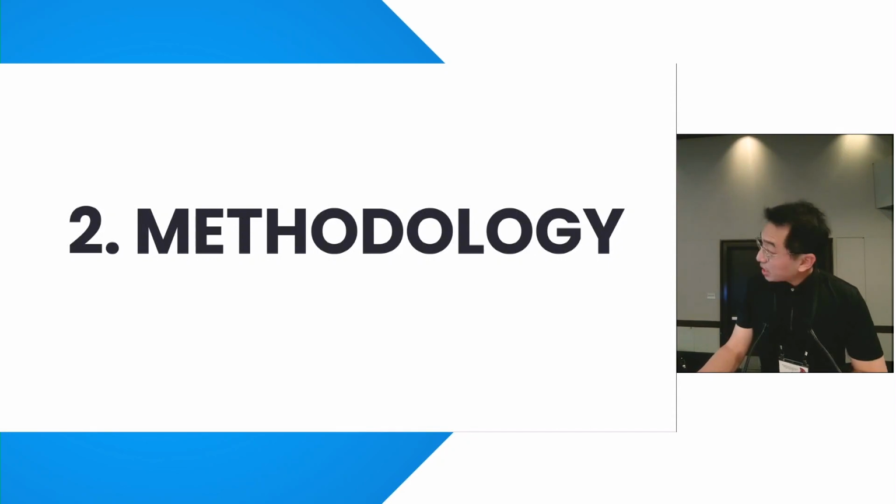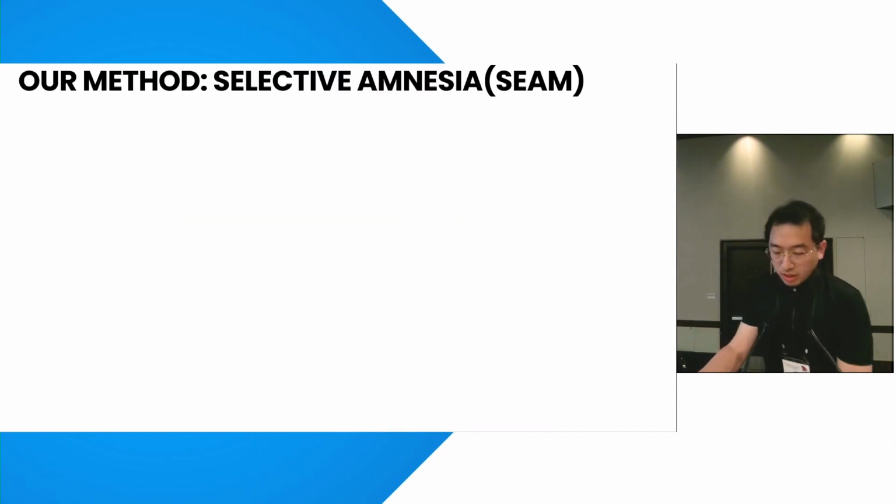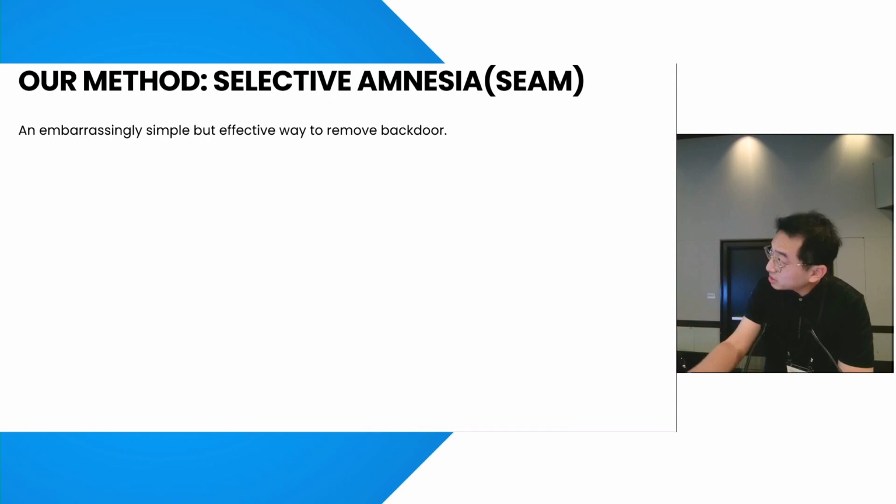So what does SAME look like? Selective Amnesia, SAME, is an embarrassingly simple yet remarkably effective way to unlearn backdoors. All it requires is a small clean dataset for calibration, which we will call the calibration dataset. As we will see in the evaluation section, this calibration dataset could be extremely small. The first step of the process involves relabeling every data point in the calibration dataset with a randomly wrong label.